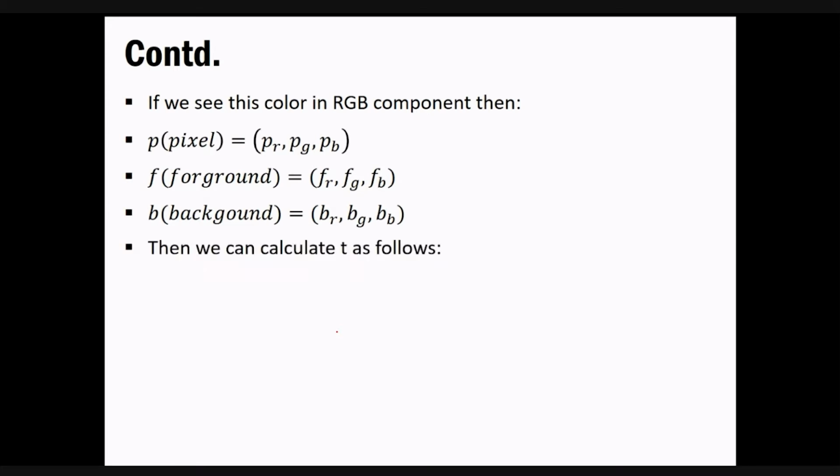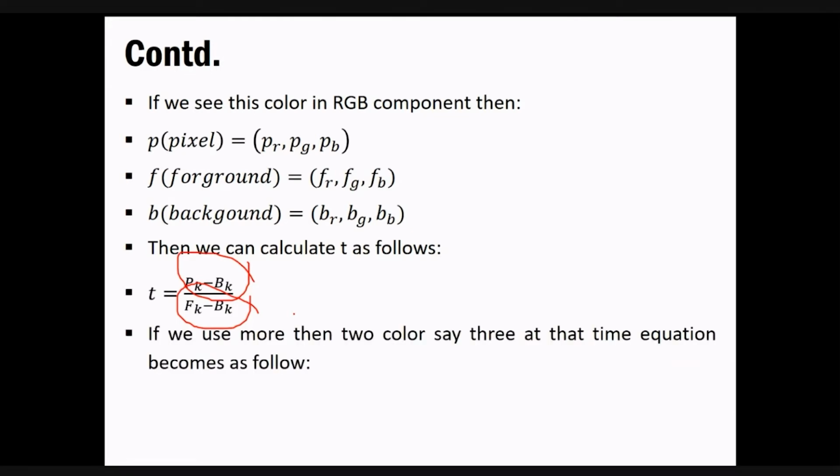Now we calculate T as follows. What is the first thing written here? The pixel color at that point minus the background color at that point, that is, the pixel color and the background color. Similarly, divided by the foreground minus the background. That would be equal to T. So T is the amount of the color that we would be getting, and the whole of this gives you the T value.